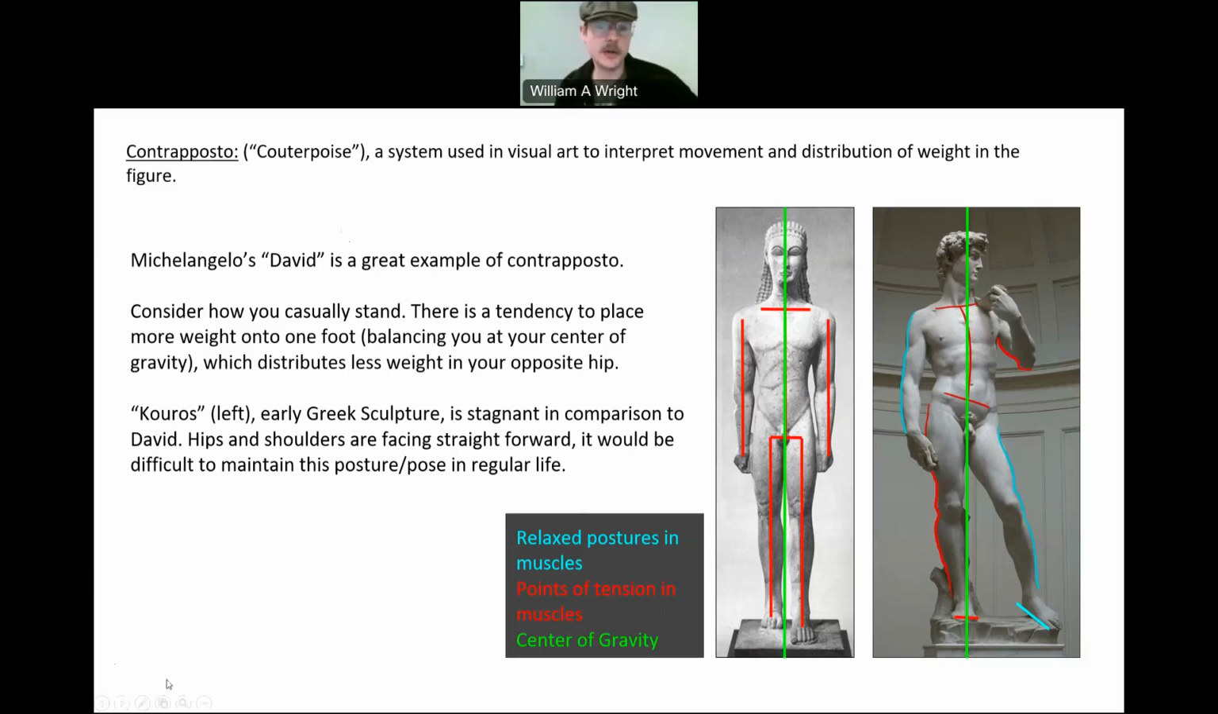In any case, original Greek sculpture is very stagnant. And then as we move on, we get more relaxed posture, points of tension in the muscles. That's how you add weight too. If you know there's a lot of weight on one leg, you can add more values, add more shadows, and that adds a sense of weight in that direction. It changes the center of gravity, all that good stuff.